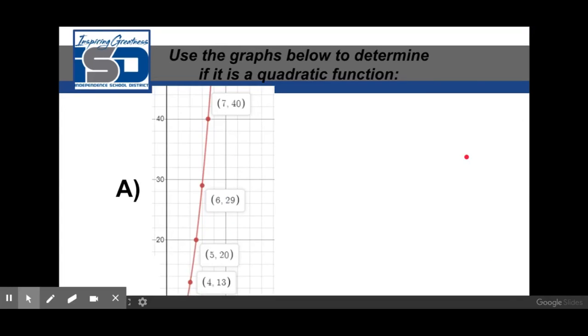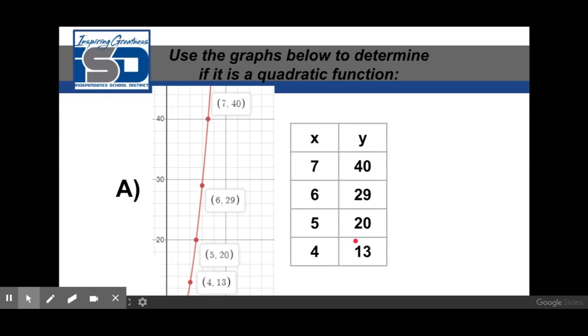Go ahead and work on A through D and make tables for each one of them. After you make their tables, find their second difference to be able to tell if it is a quadratic function or not. So like I said, for A, you should have made a table. The coordinates are already given to you, so this makes this activity a little easier for you guys. Sometimes you'll have to find the coordinates, just find where they cross evenly.